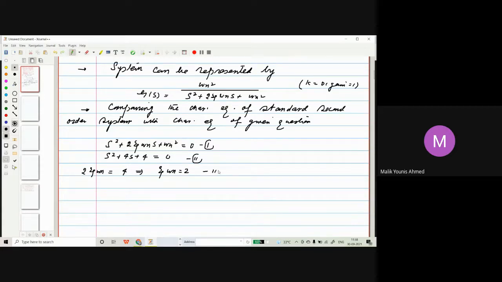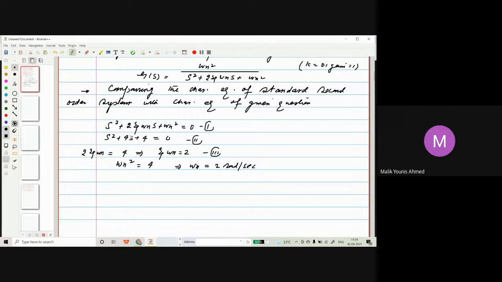Okay, you can write it as equation third or whatever you want. So comparing this, omega n square is equal to 4, then you can simply write omega n is equal to 2 radians per second. We always take the magnitude, we don't take the plus minus here. So xi you can obtain from the equation number third. Xi will be 2 divided by omega n, that is 2 divided by 2, which is 1. So once you have got the value of xi, we don't have to do anything.